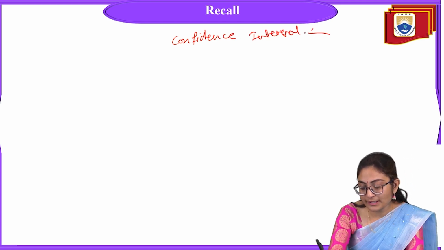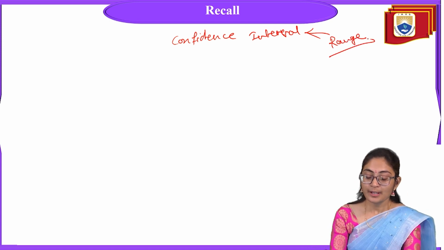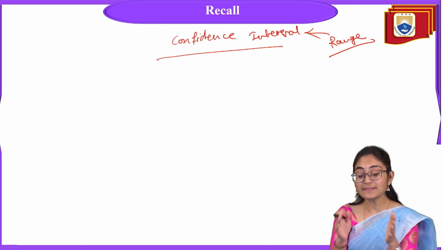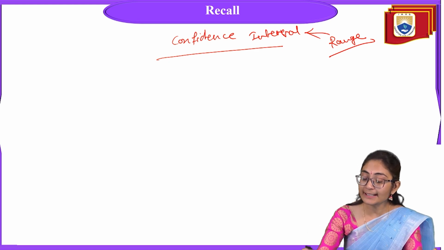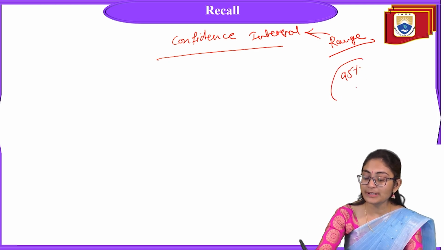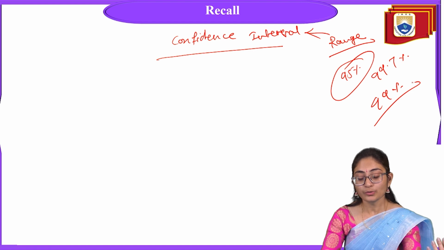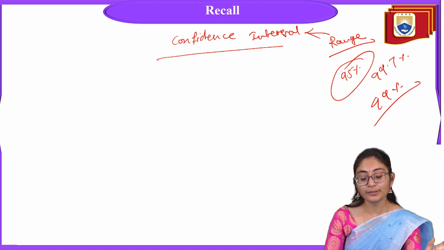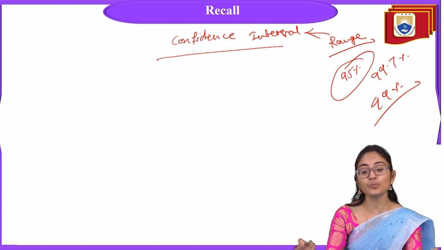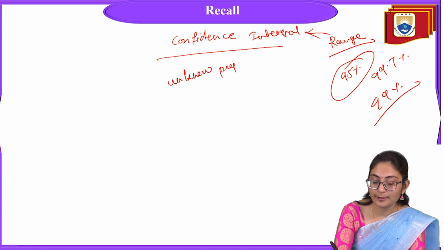Interval means it's showing a range. With a confidence interval, you are getting a range confidently, and that confidence value should be 95%, 99.7% or 99%. So you are finding out a range for the unknown population parameter.